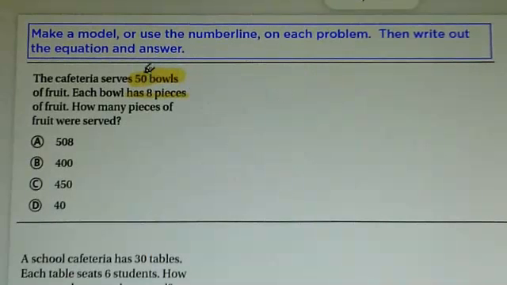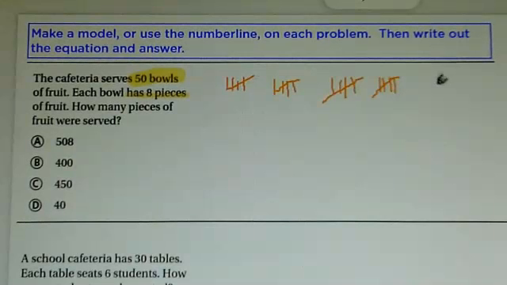I can break down this 50 into 5 tens, and I need to do that 8 times. So I can use my pen tool and go 1, 2, 3, 4, 5. 1, 2, 3, 4, 5. That's the same as saying 10, 20, 30, 40, 50, because these are my 10 longs.